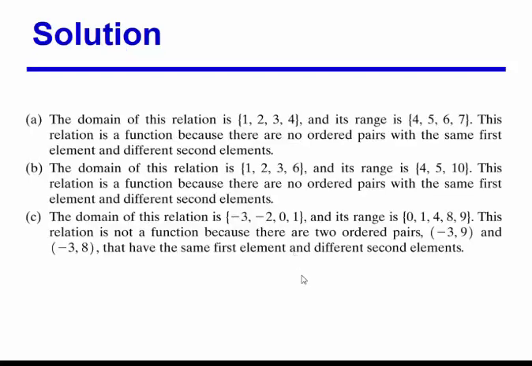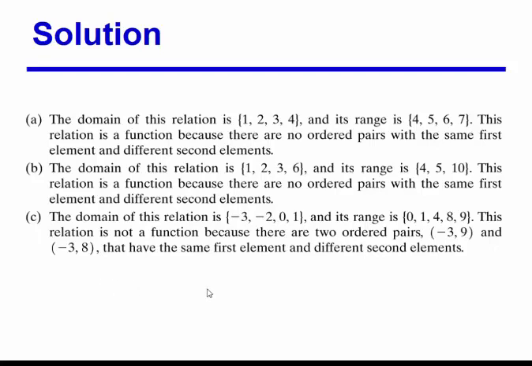For the first one, the domain of this relation is 1, 2, 3, 4. Those are the inputs. The range is 4, 5, 6, 7. Those are the outputs. So this relation is a function because there are no ordered pairs with the same first element and different second elements. In other words, each element in the set of the domain is mapped to just one unique element in the range. Now, letter B. The domain of this relation is 1, 2, 3, 6. Its range is 4, 5, 10. This relation is a function because there are no ordered pairs with the same first element and different second elements.